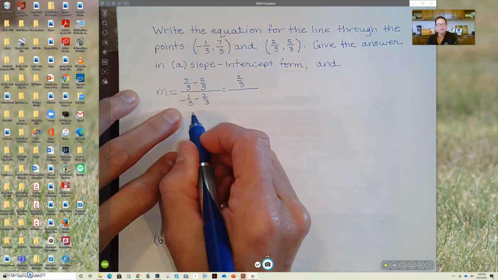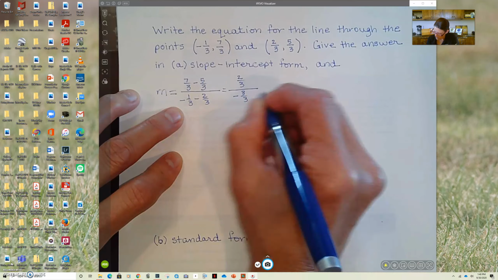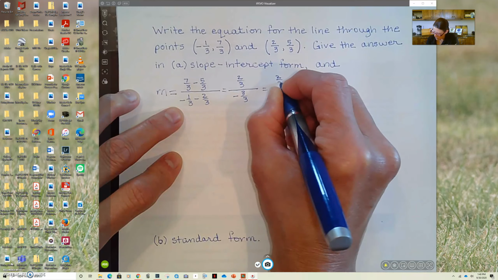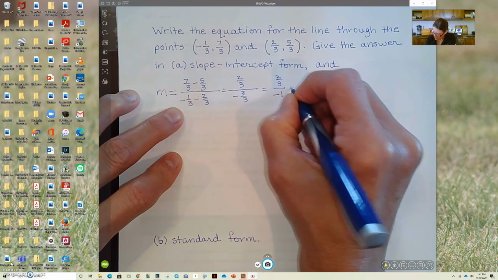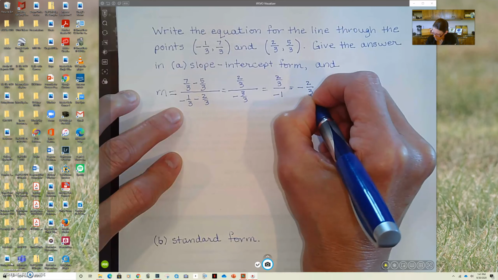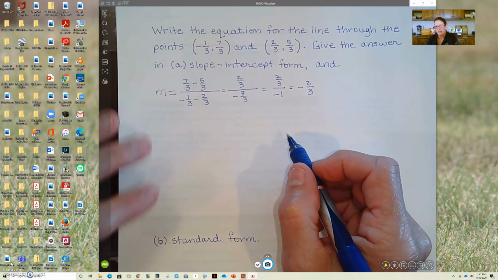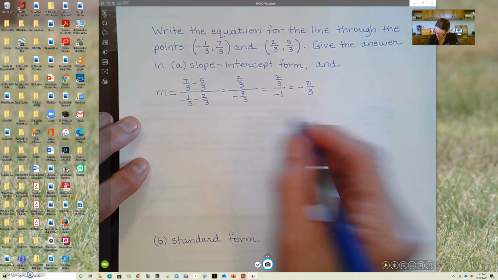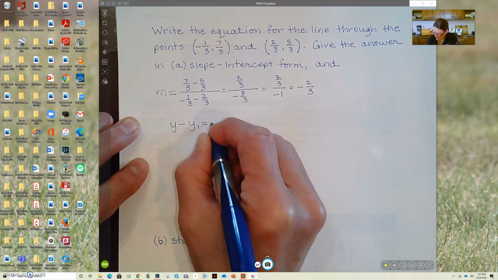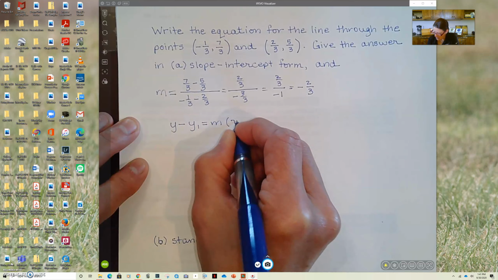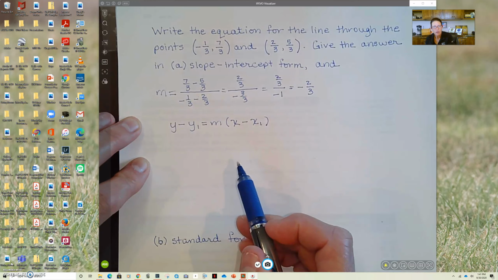And in the denominator, -1/3 minus 2/3 is -3/3. This gives us 2/3 divided by -1, which is -2/3. We're going to write the equation of this line using the point-slope formula, which is y minus y sub 1 is equal to the slope times x minus x sub 1. Again, this is the point-slope formula.